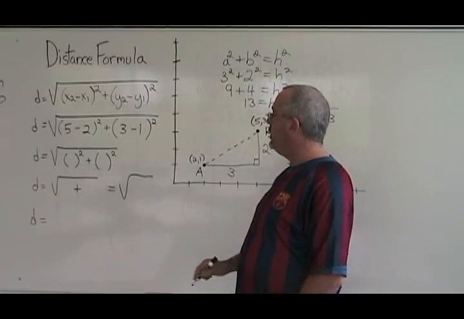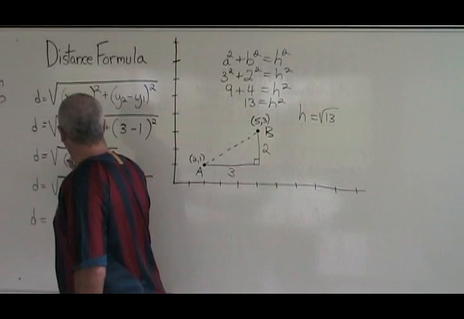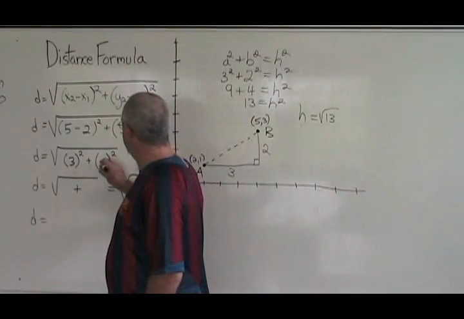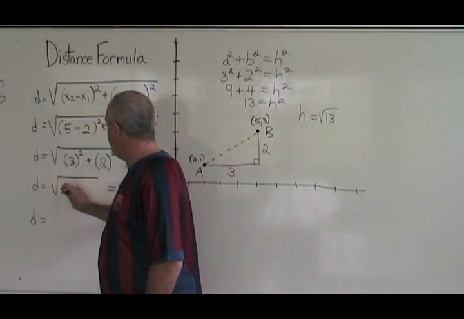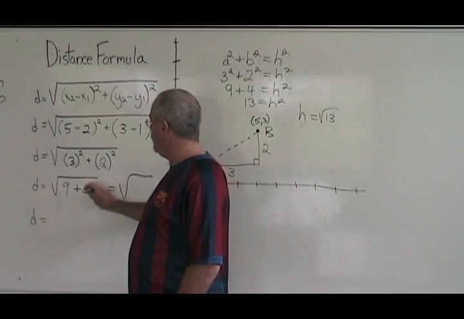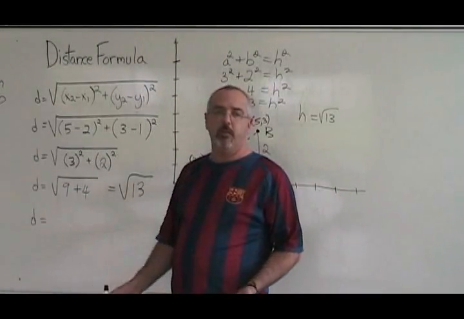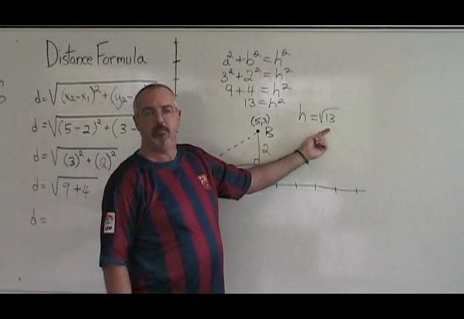Okay, let's go back to the formula. 5 minus 2 is equal to 3. And 3 minus 1 is equal to 2. 3 squared is equal to 9. And 2 squared is equal to 4. 9 plus 4 is equal to 13. I have the square root of 13. It's the same thing I got when I used Pythagoras' theorem.